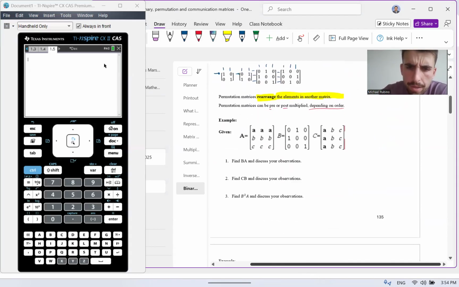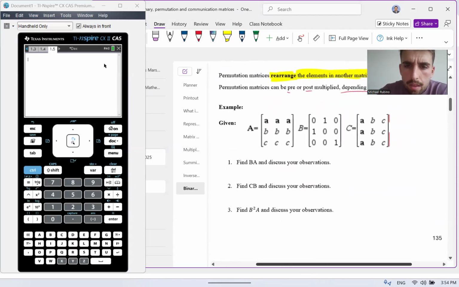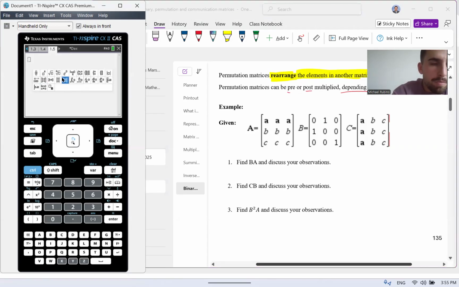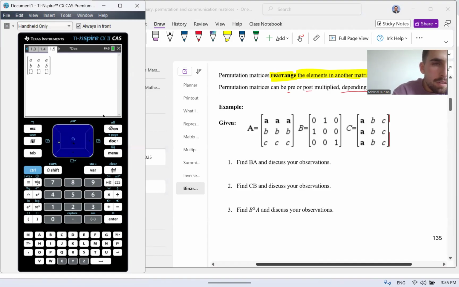So what do we have here? Given this and that, find BA. So what we might do is let's define these. We're going to say A, B, C, and I want to store this and we'll call it A.